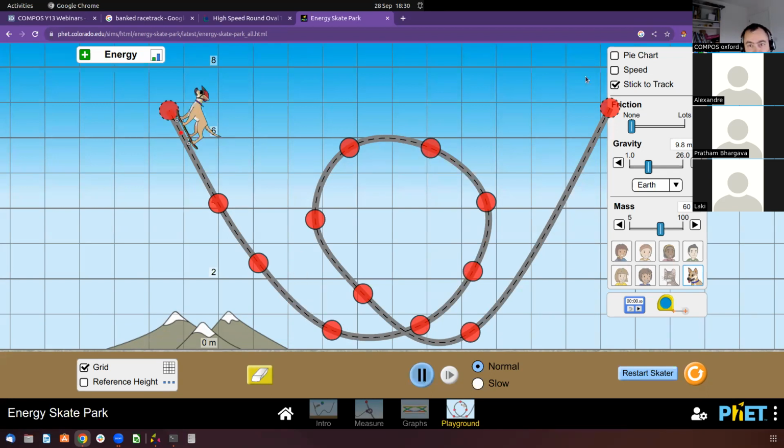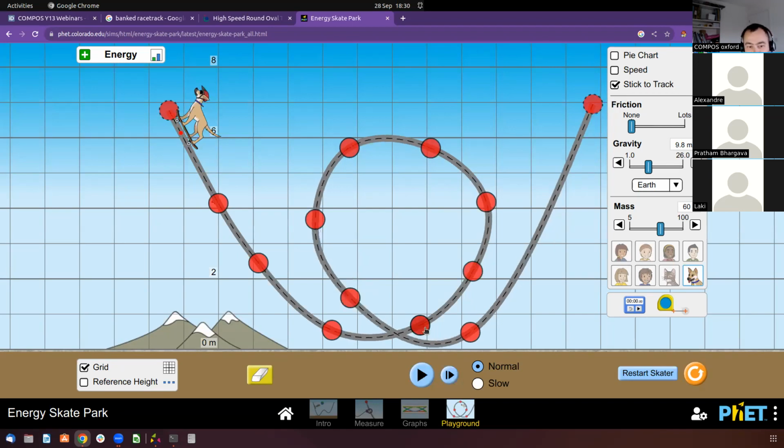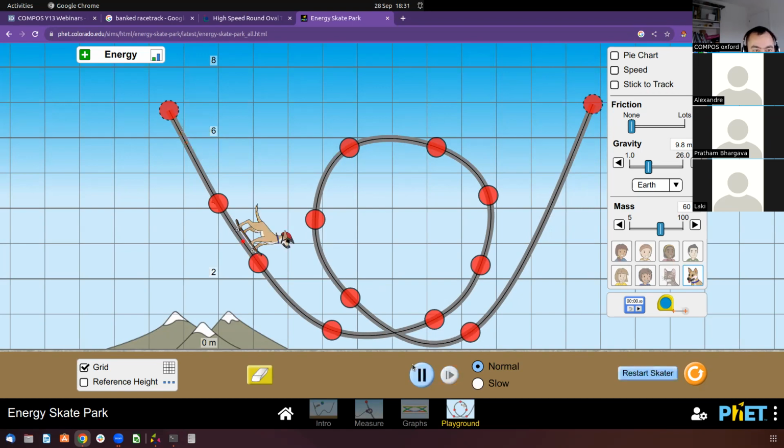Now, the issue that we have is the stick to track option. So basically, it's like a rigid rod. This is the rigid rod bit. If it's a string, then it doesn't stick to the track. And let's see what happens if I release it at this height. It falls down. Okay. And you can see it reaches the same height. Well, actually, it doesn't reach the same height. No, it doesn't, because it's still moving horizontally.